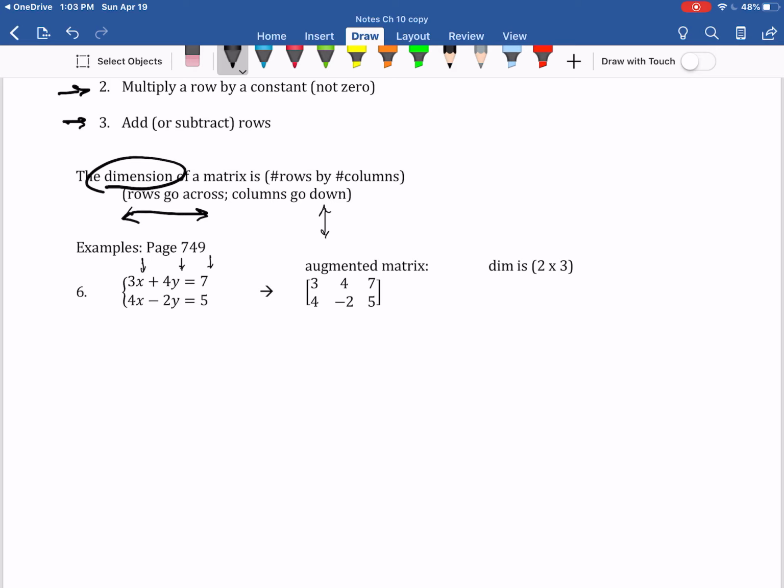We call this the augmented matrix. The augmented matrix is right here. And notice that that's what was done. We just pulled off the numbers.